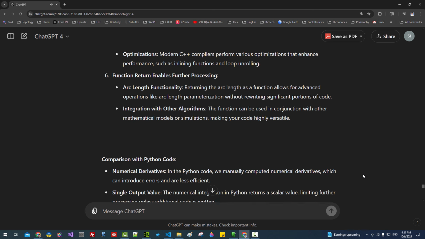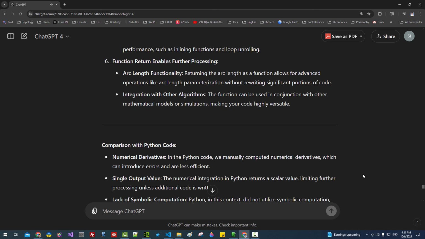6. Function return enables further processing. Arc length functionality. Returning the arc length as a function allows for advanced operations like arc length parameterization without rewriting significant portions of code. Integration with other algorithms. The function can be used in conjunction with other mathematical models or simulations, making your code highly versatile.